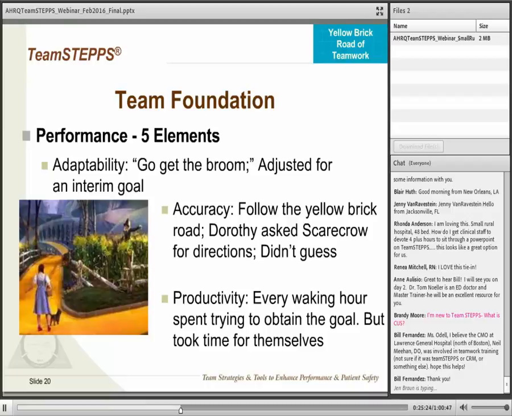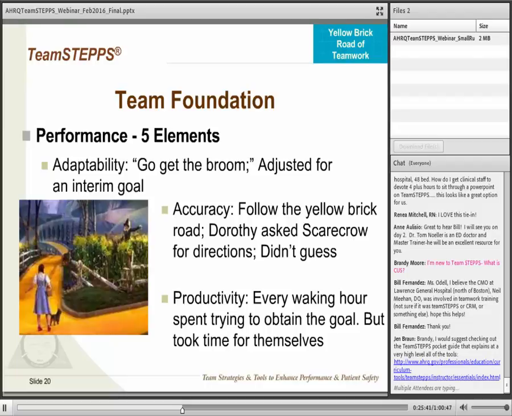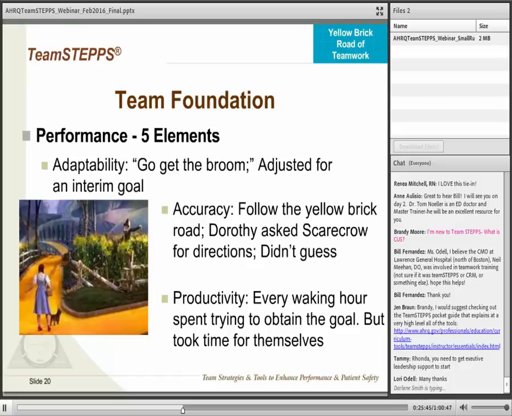So when the wizard gave Dorothy and the gang the interim goal of getting the broom, what happened before they went out on that journey is they took a spa day. Remember, Dorothy got primped up, Cowardly Lion got a bow in his hair, the Scarecrow got new stuffing, etc. So they took a little time for themselves, and I try to stress that we have to take care of ourselves and each other personally as well as professionally as we're moving through.